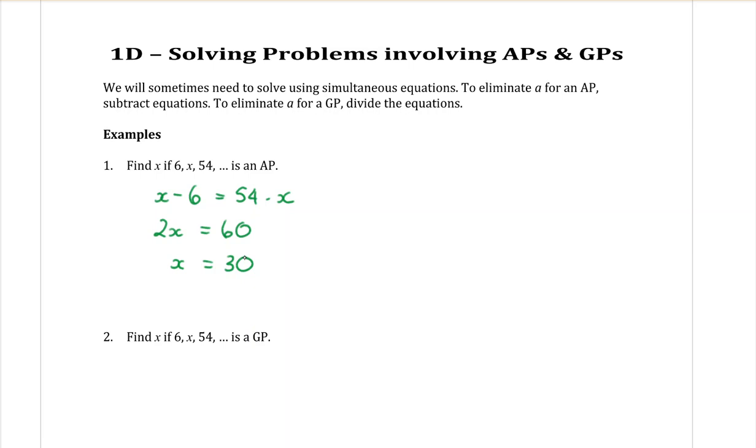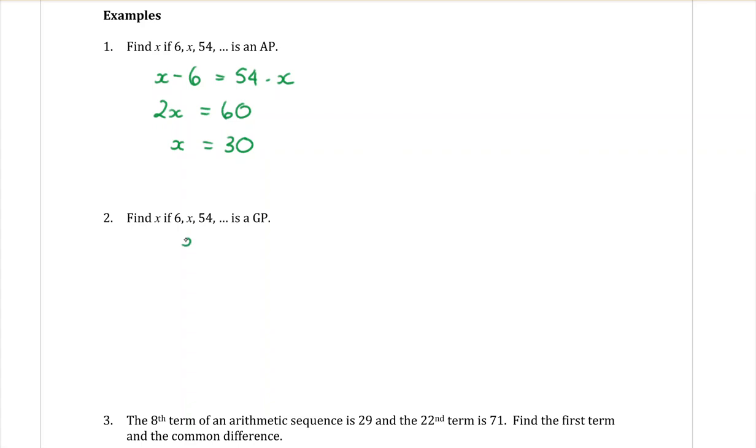Question 2 looks really similar. It is the same numbers, 6, X and 54, but now we want it to be a GP, a geometric progression. Small difference. Which means if I want to find the ratio, the R, you would divide X by 6 to give you the ratio. But the ratio would also be equal to 54 divided by X. Do you see what I'm doing? Yes, it makes sense?